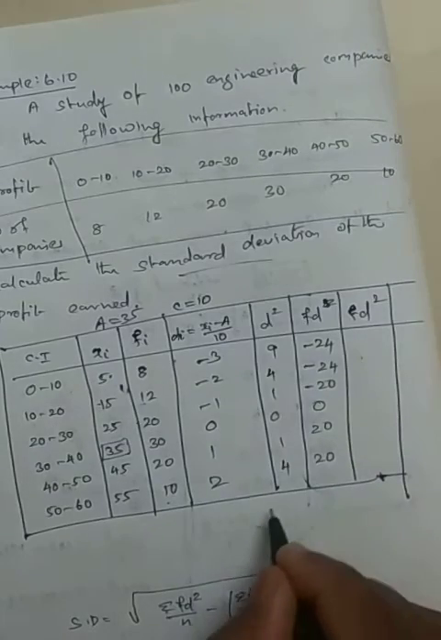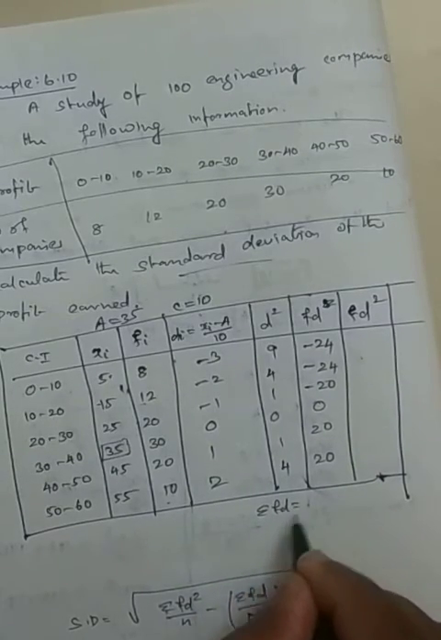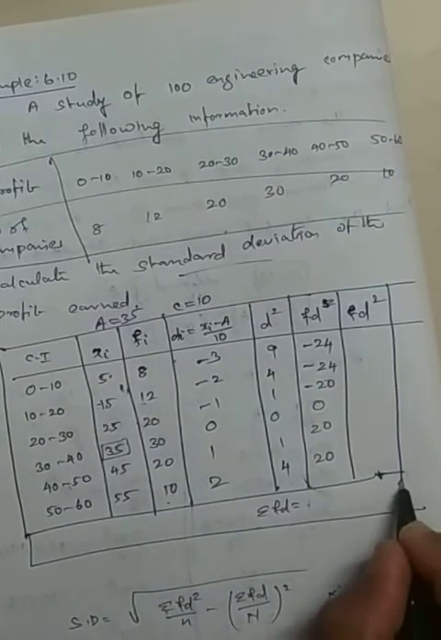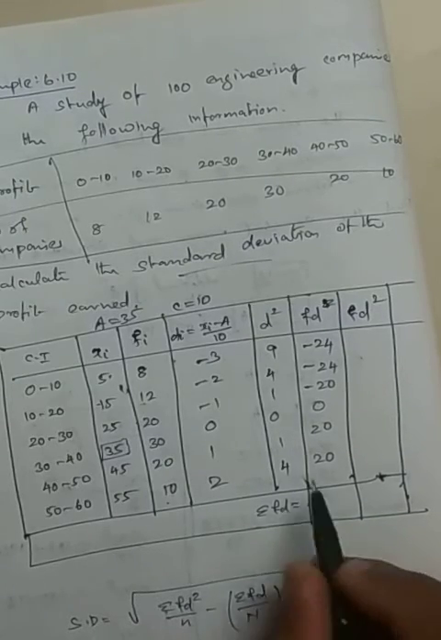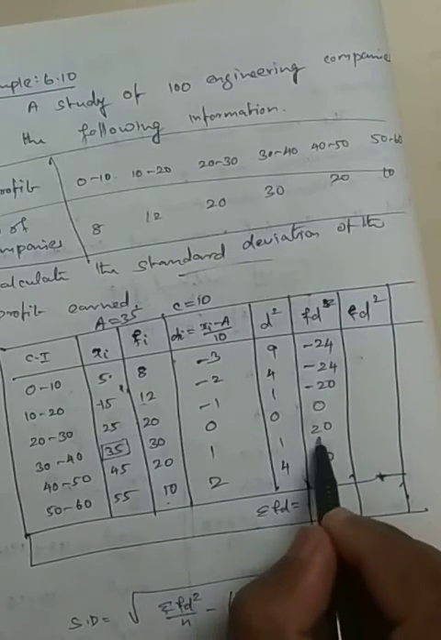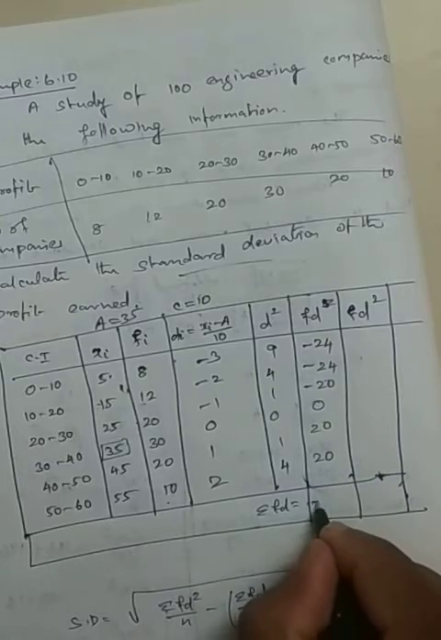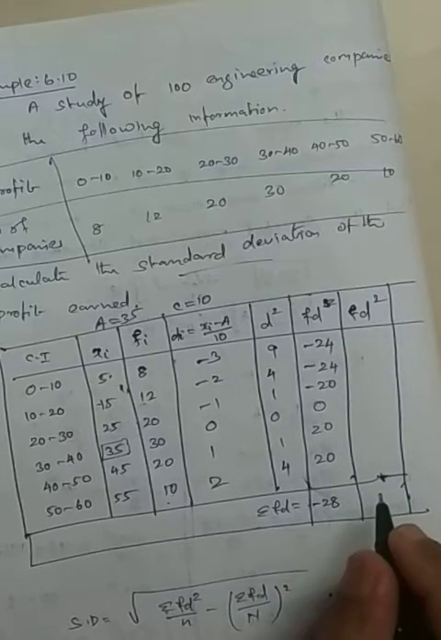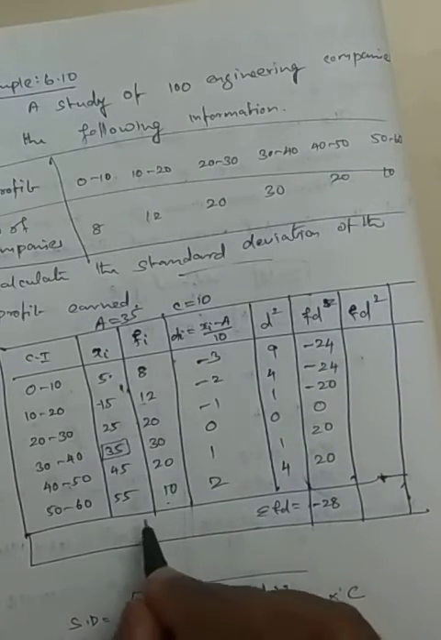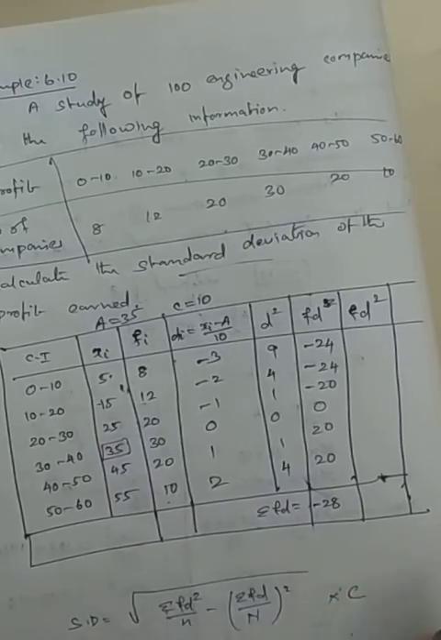So now you add this one, sigma fd. What value are you getting? We will check it here. Okay, so what's the value you are getting? See, plus 20 and minus 20 cancel. Minus 24 minus 24 is minus 48, plus 20 is minus 28 will come. That's the value of sigma fd.